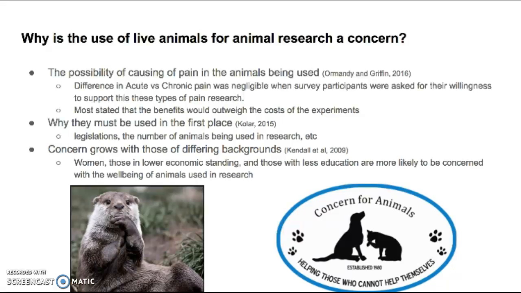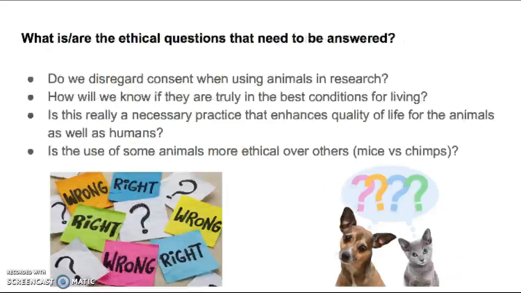Secondly, there is the question of why animals must be used in the first place. Many studies have looked into using cellular tissue research to take over from animal research. And lastly, concern grows among those of differing backgrounds. Women, those in lesser economic standing, and those with less education are more likely to be concerned with the well-being of animals used in research.